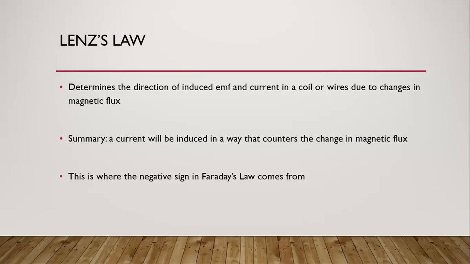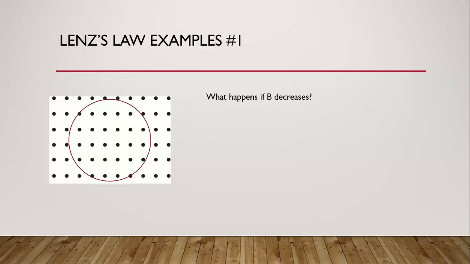If you have an increase in magnetic flux, the current would be induced in a way to try to decrease the amount of magnetic field going through the wires. So that negative sign really says that the EMF and current produced will try to create a magnetic field that does the opposite of what you're doing to the magnetic flux. Let's do a couple quick conceptual examples with Lenz's law and talk about what this means.